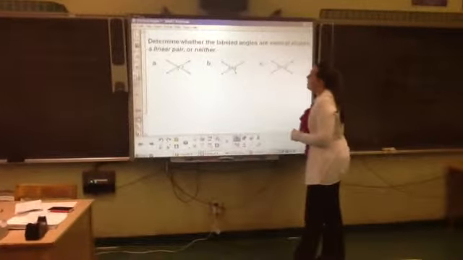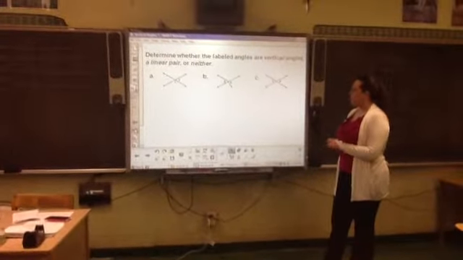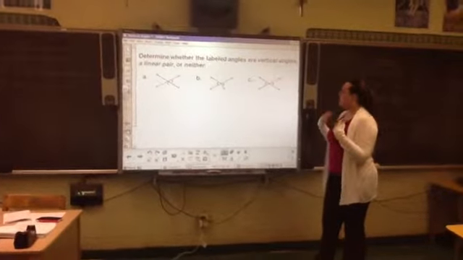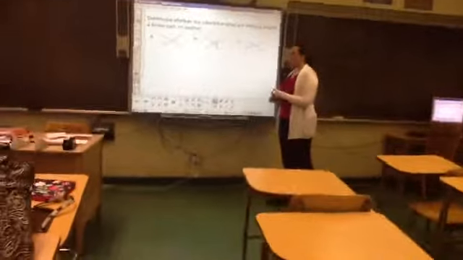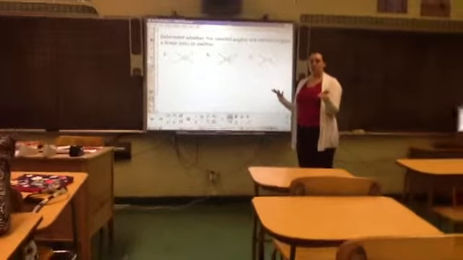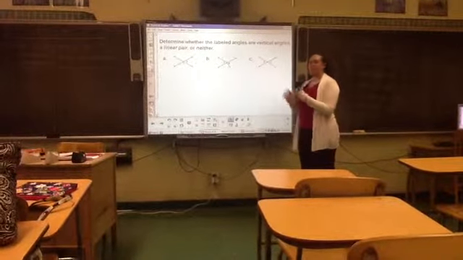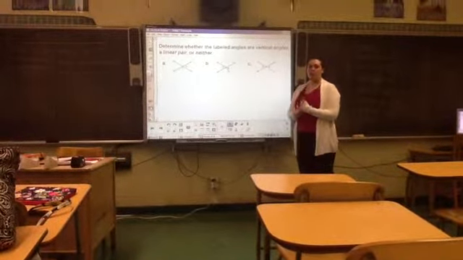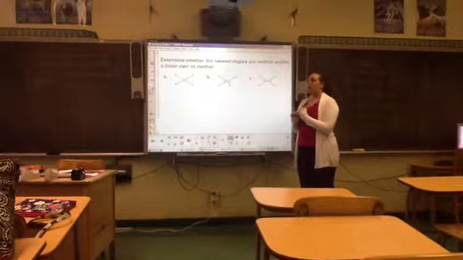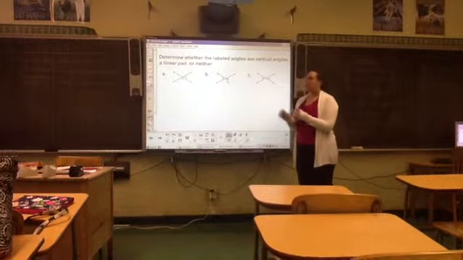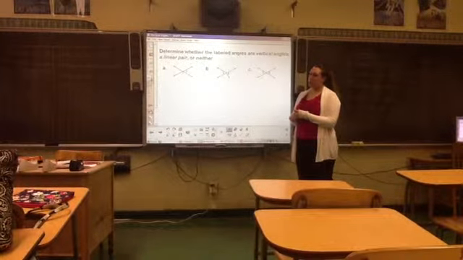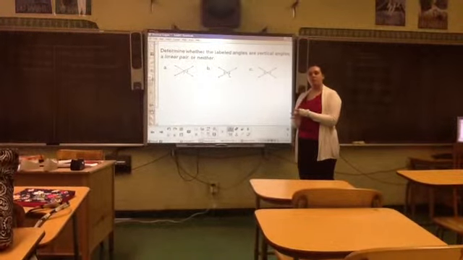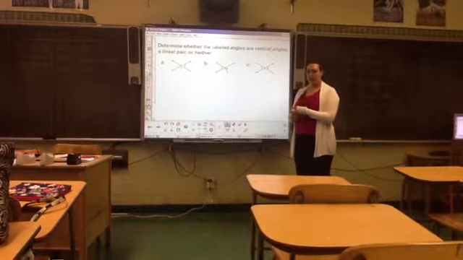So, here are some examples where we have to determine if the labeled angles are vertical, linear, or neither, based on our previous definitions. Let's recap. Vertical angles are two angles that are opposite each other when two lines are crossed, and they have the same measure. A linear pair is two angles that share a side, they're next to each other, and they are supplementary, which means they add up to 180.